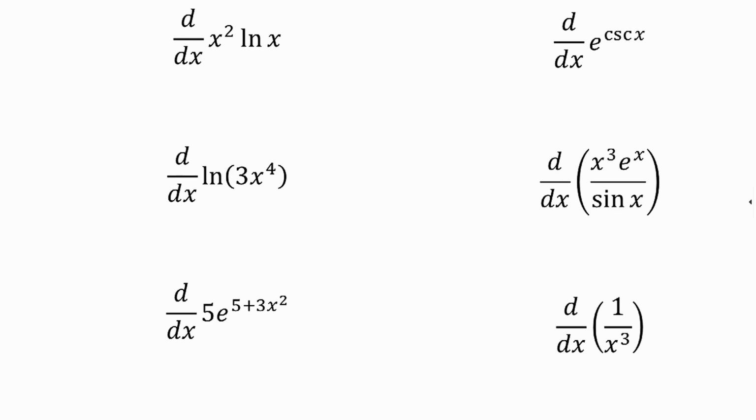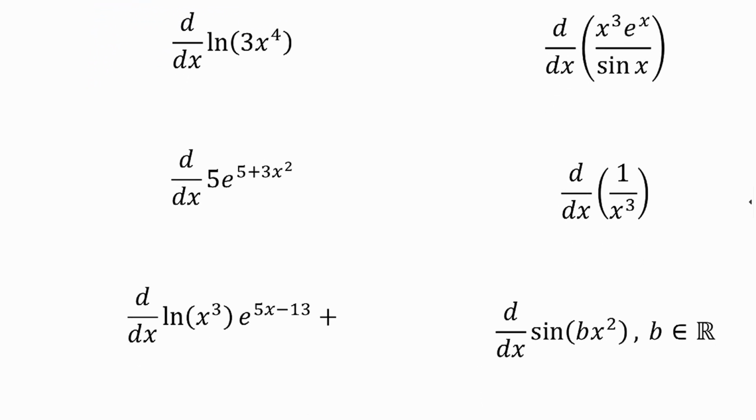Another product rule problem here. Derivative of x squared ln of x. Okay, so derivative of the first term is just 2x. Tag along that second term, ln of x. Derivative of the second term is just 1 over x. Tag on the little x squared here. And of course, this entire thing can just be rewritten as x. So there is your derivative.